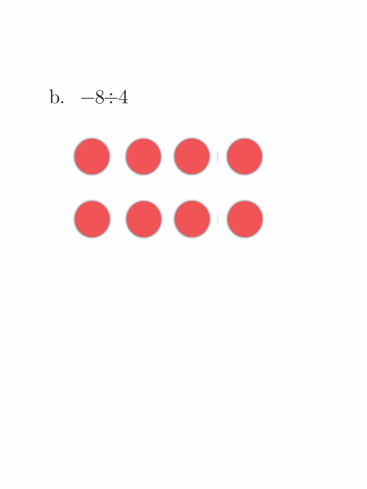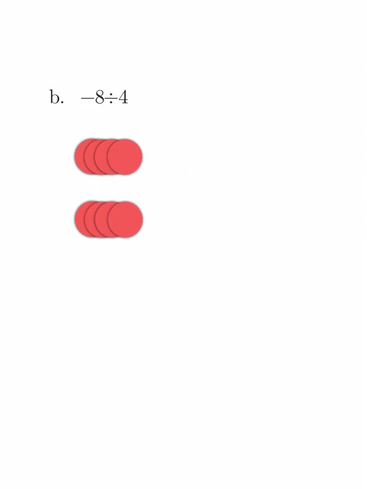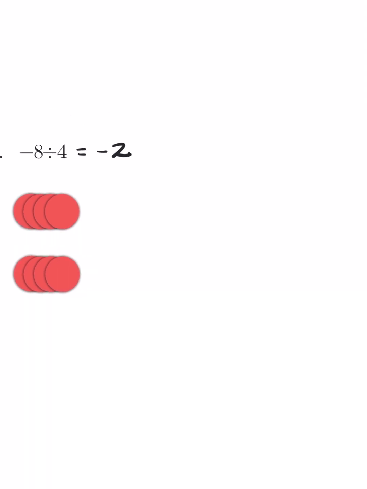All right, let's come down to example B. We have negative 8 divided by 4. And so here we want to go ahead and start with 8 red pieces. And I want to know how many groups of 4 I can make. So we have a group of 4 here, and we have a group of 4 here. So we're going to group those together and stack them on top of each other. Our second number is not negative, so we are not going to be changing the signs. And so what we end up with here is 2 stacks of red chips, which means that this is equal to -2.